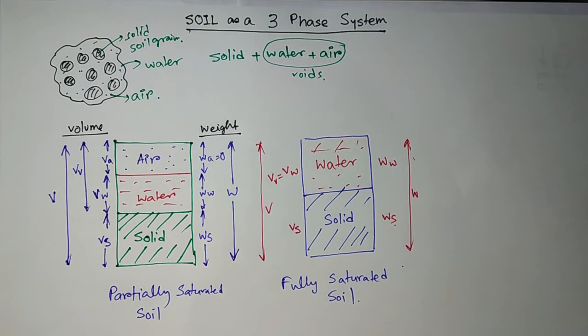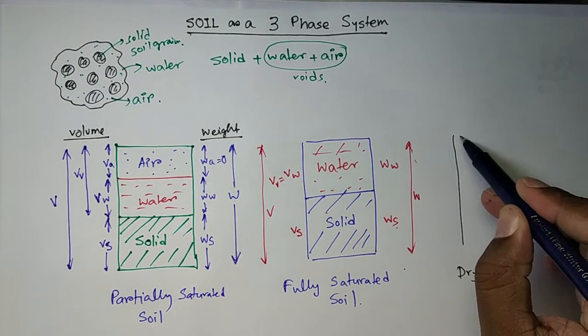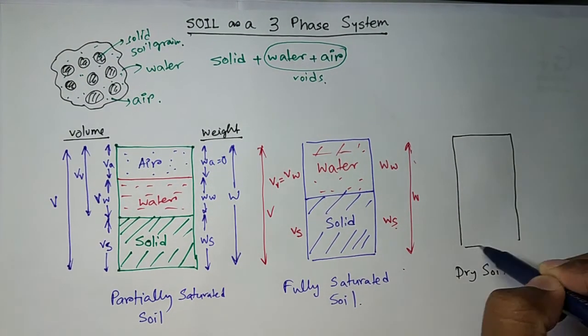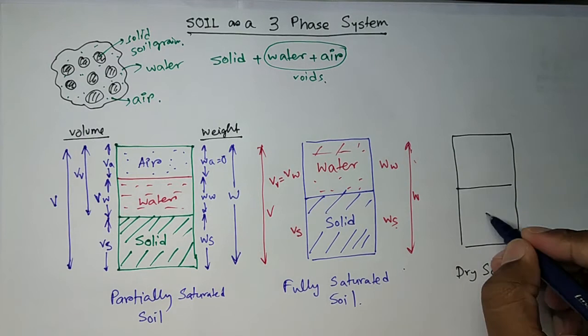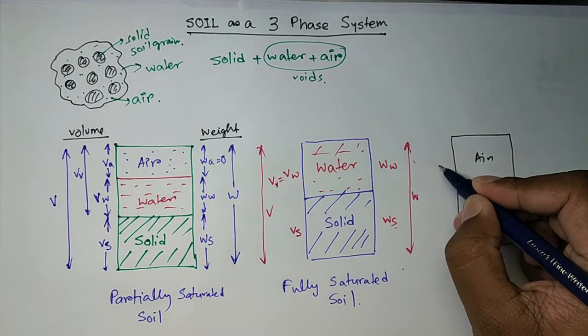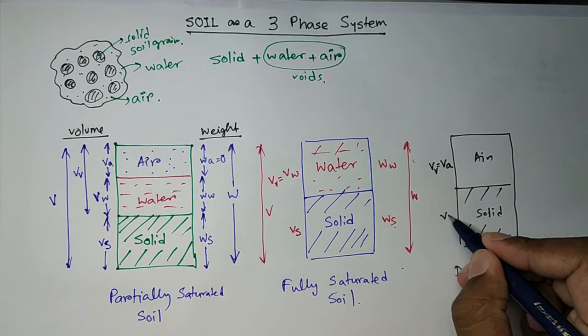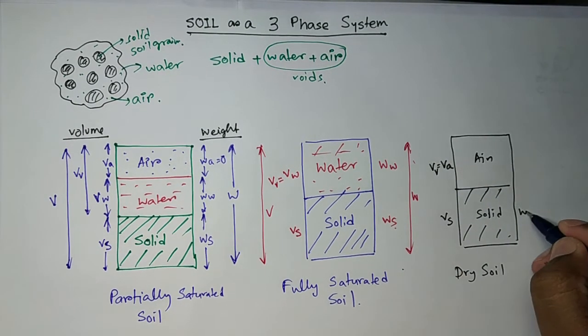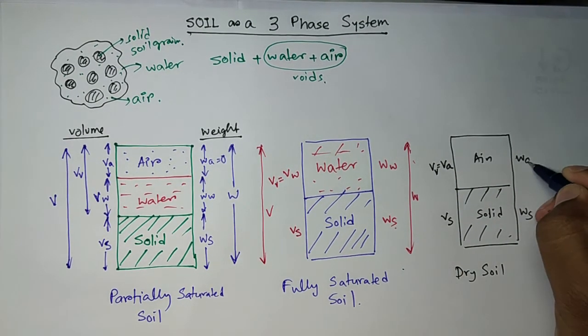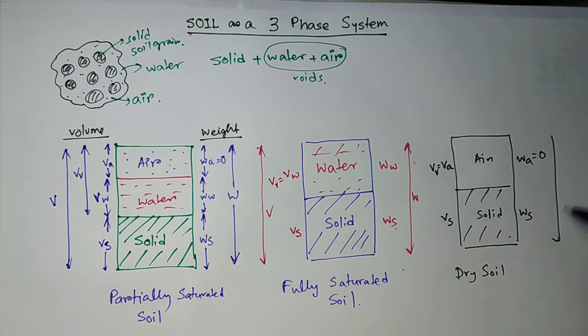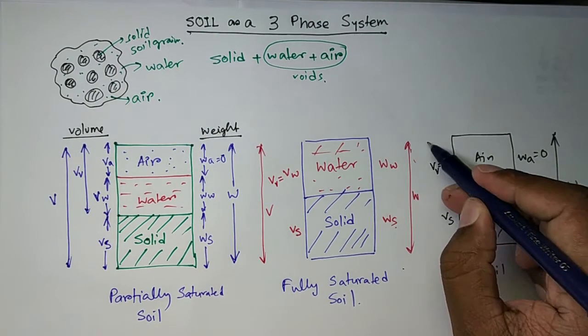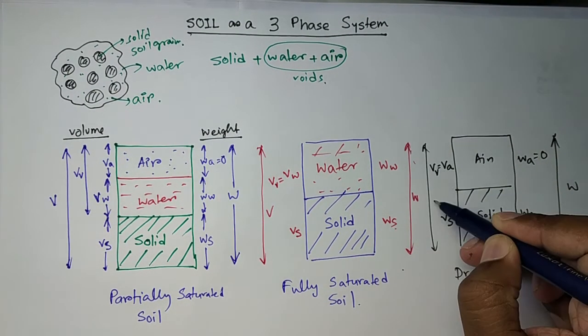Now for dry soil, the void is completely filled up with air. There is no water. This is solid and this is air. This is volume of void, which is equal to volume of air. This is volume of solid, weight of solid, and weight of air, which is 0. This is the total weight, and here is the total volume.